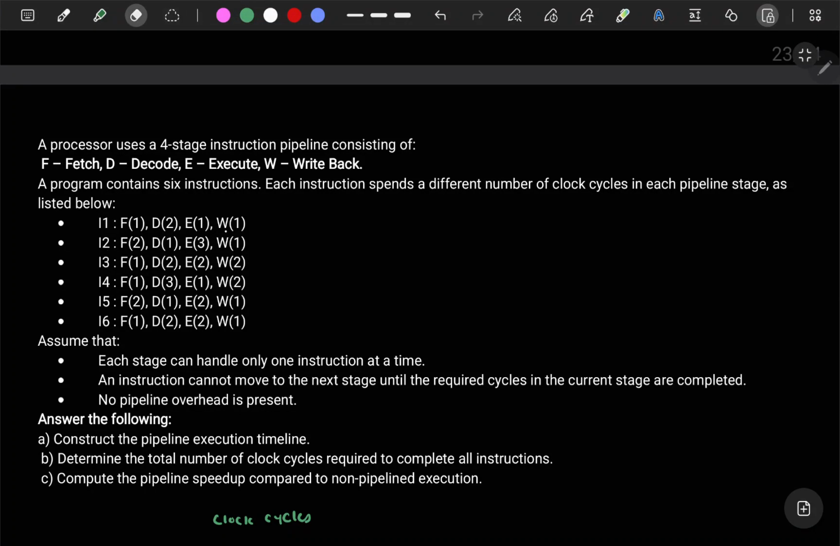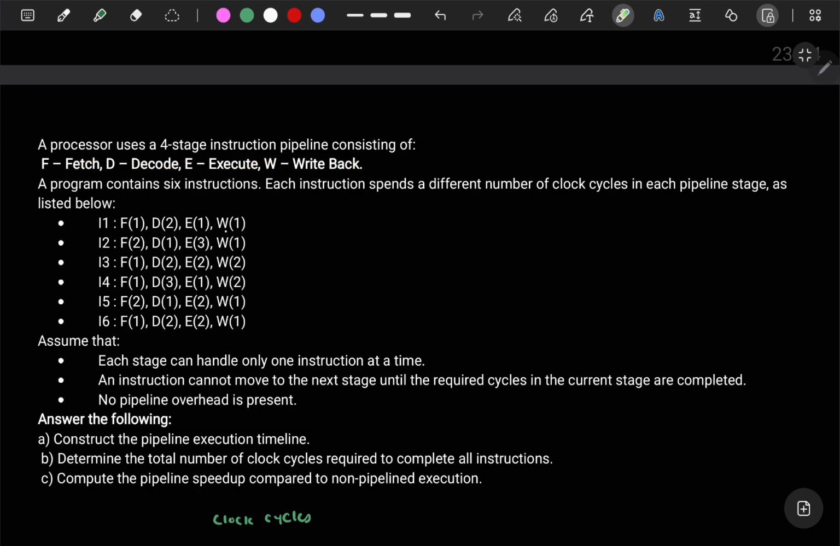Hello everyone. In this lecture we are going to solve this particular pipelining problem. This question seems to be lengthy, but believe me, this question is very easy. Let's see. The processor uses a 4-stage pipeline, that is fetch, decode, execute, and write back.